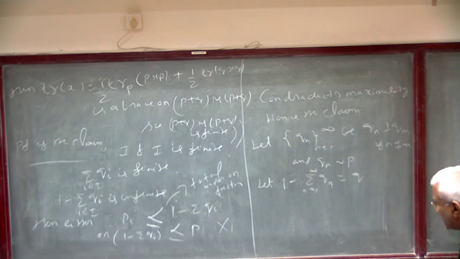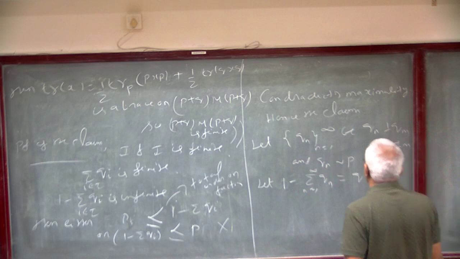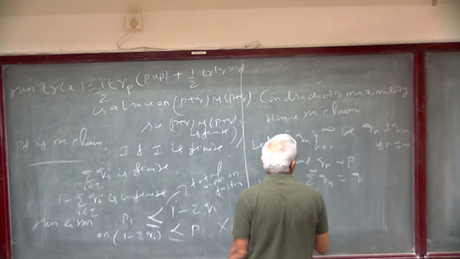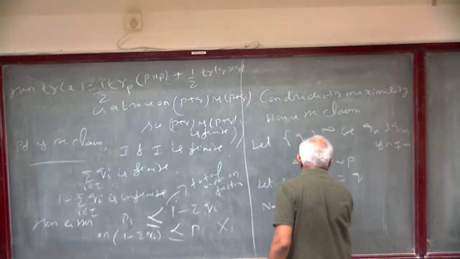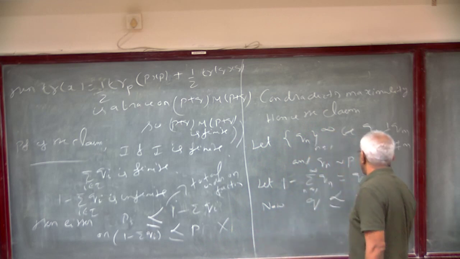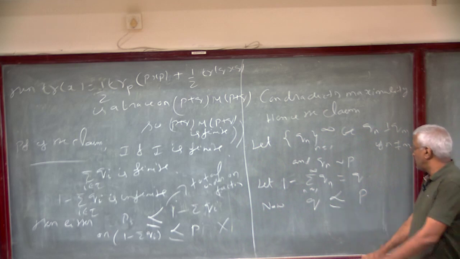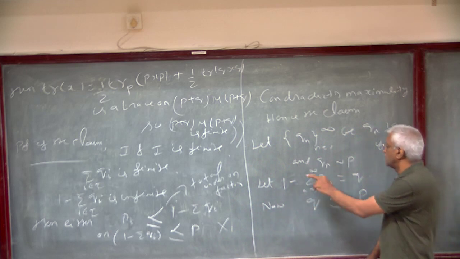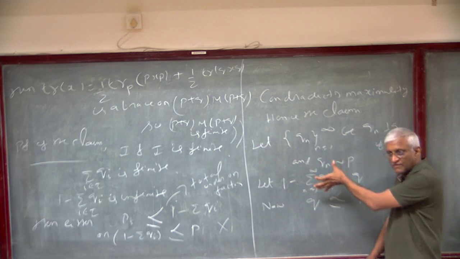We want to get projections Pn such that summation Pn equal to 1. So 1 minus summation Qn equal to Q. Now Q is this. Again, you have a P and Q. You started with the P. Q is 1 minus this. But it's a factor, so either P should be less than Q, or Q should be less than P. But P less than Q is not possible because you have already taken the maximal family.